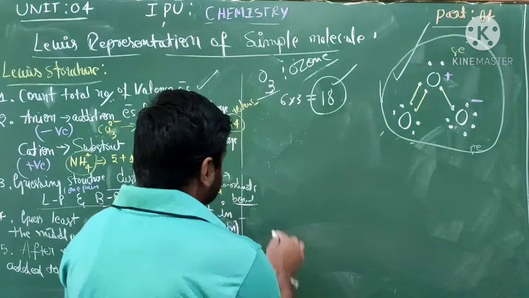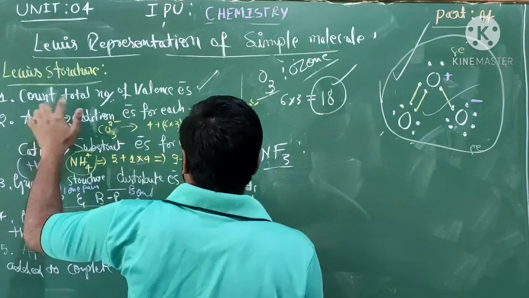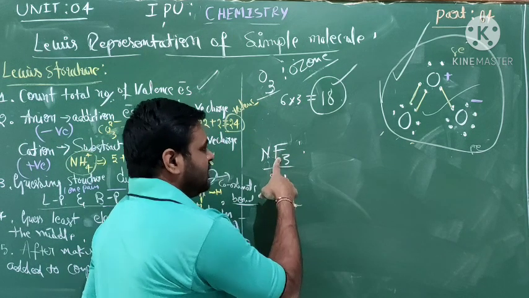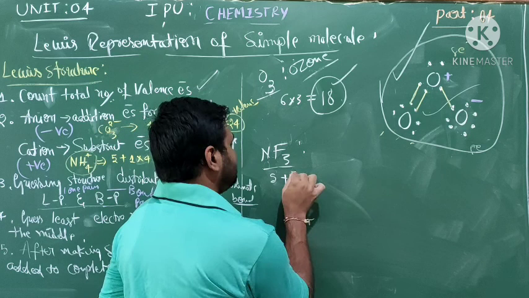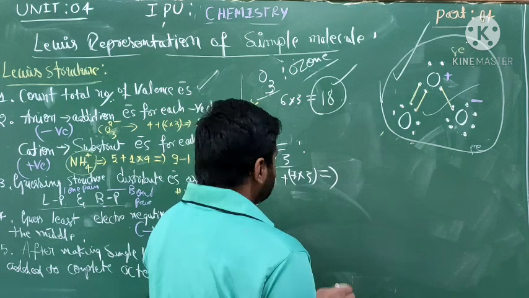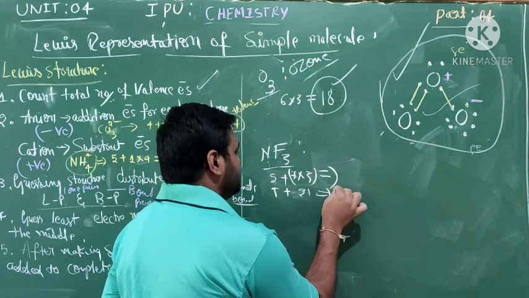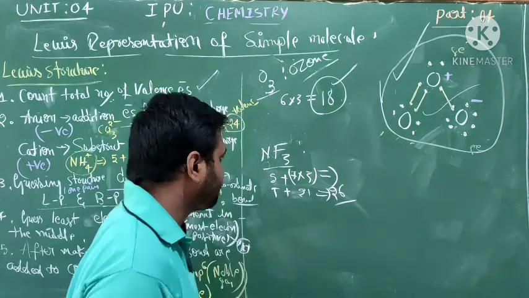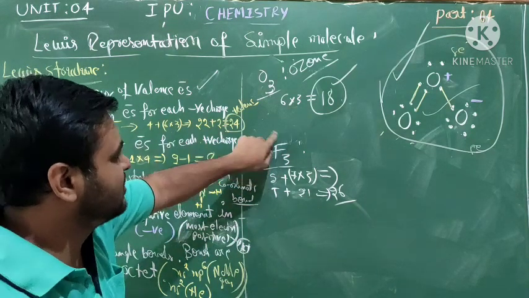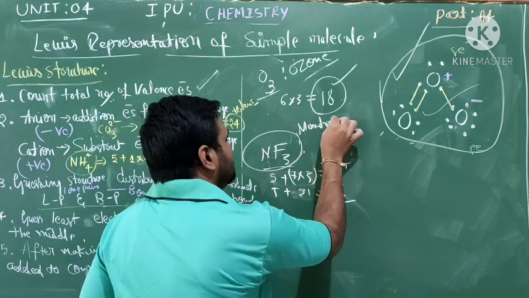NF3. Okay. First point is count the total number of valence electron. The nitrogen is 5. Fluorine is having 7. The number of atom is 3. So count how much? 7 into 3, 21 plus 5, say 26. Okay. So second point, anion and cations. There is no charge. This is the neutral atom.